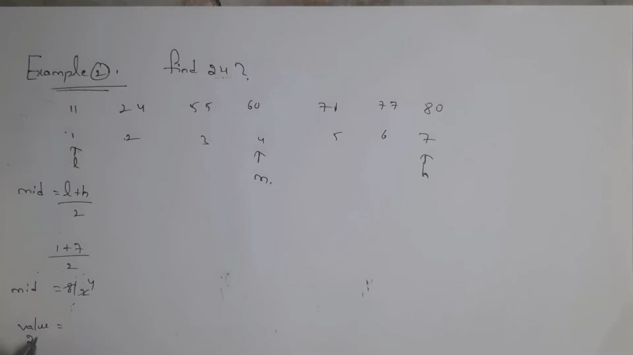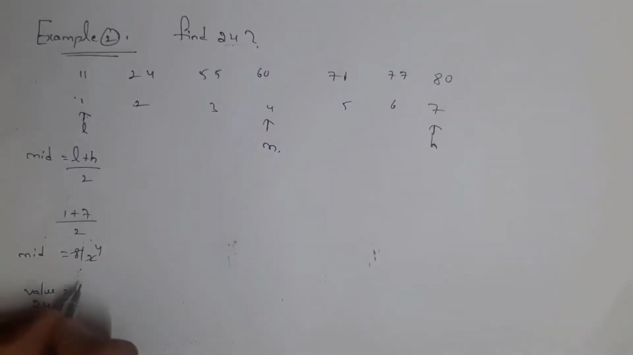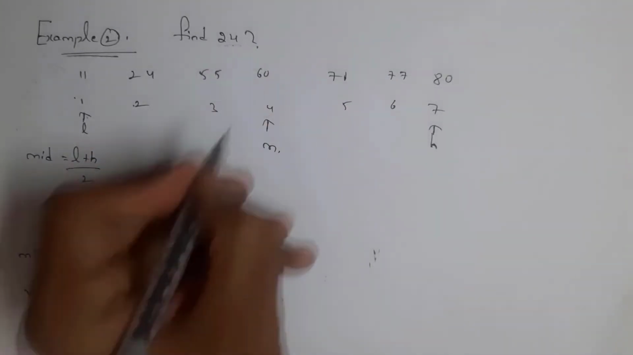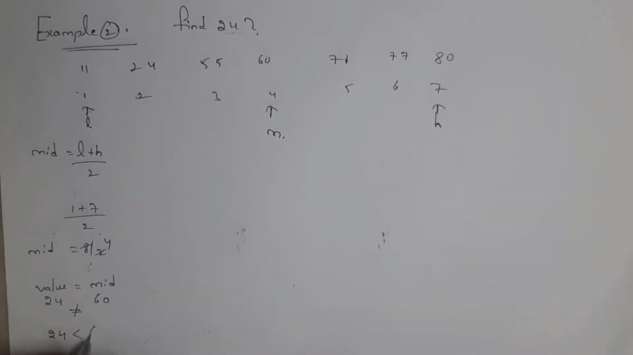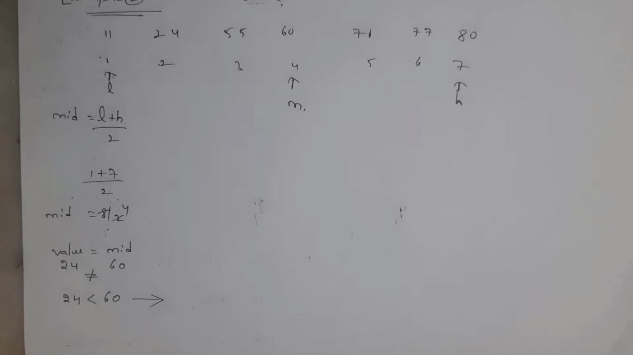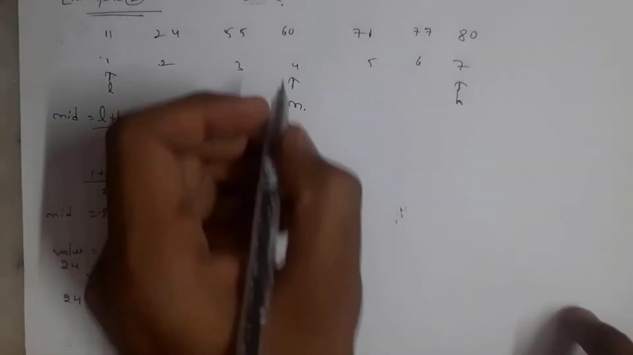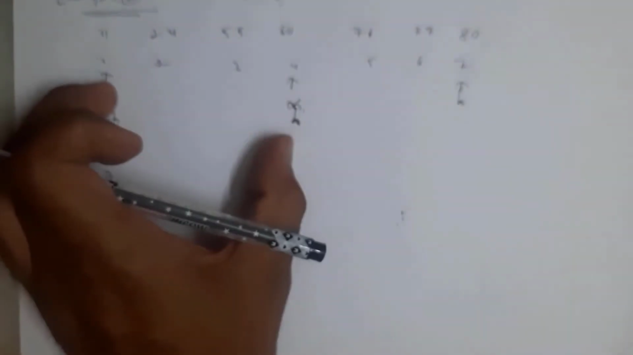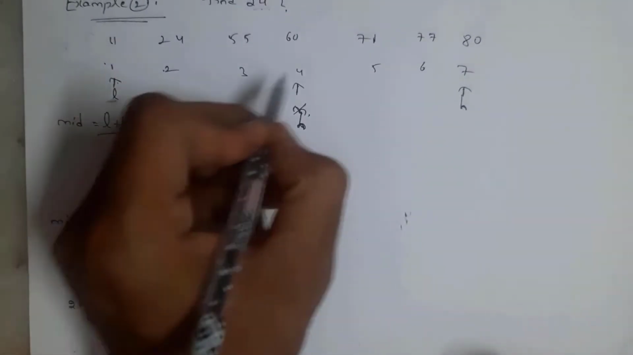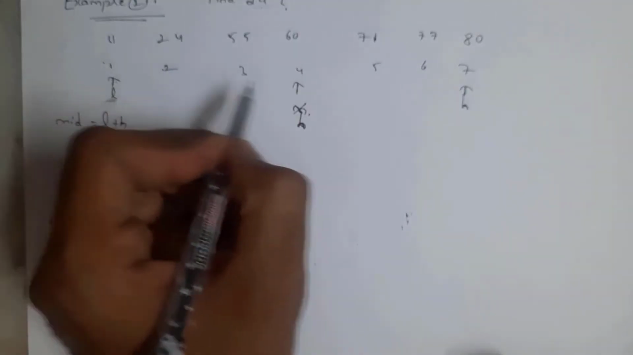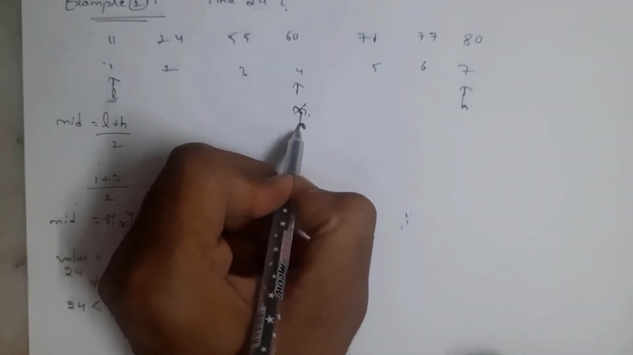Here the value which we need to find is 24. But here the mid value we got is 60. 60 is not equal to 24. 24 is less than 60. So in that case, if value is less than mid, then change mid element to higher element, because our element is present in between this 11 and 60. So I changed this mid element as higher element.